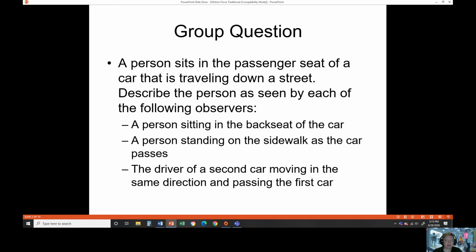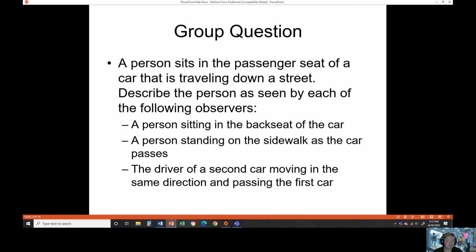Well, if we think about it, they're all looking at that same person sitting in the passenger seat, but depending upon perspective, we see some things happening differently. The one sitting in the back seat of the car is the same distance apart, so to them, it doesn't really look like they're moving anywhere. The person standing on the sidewalk sees a car go by. They see them moving in one direction, but the second car passing the first car sees them actually moving backward. So when we're talking about motion, we can't just say that something is moving, because really what we're talking about is changing position with respect to an observer.